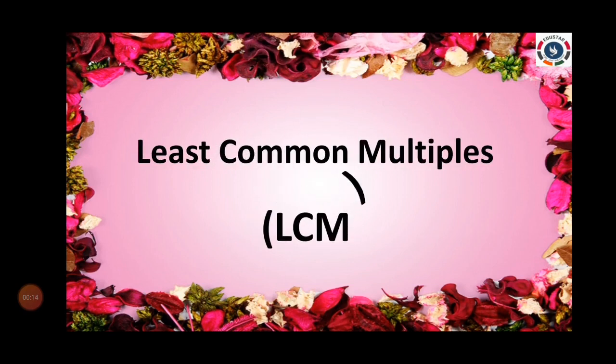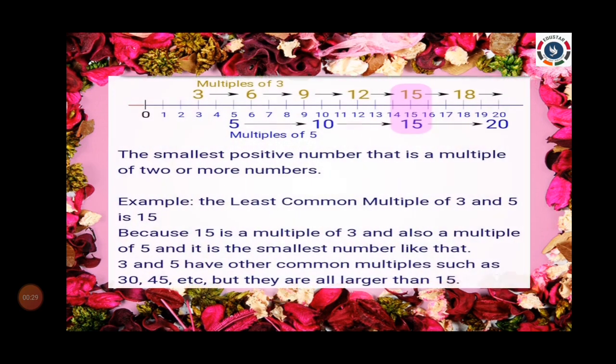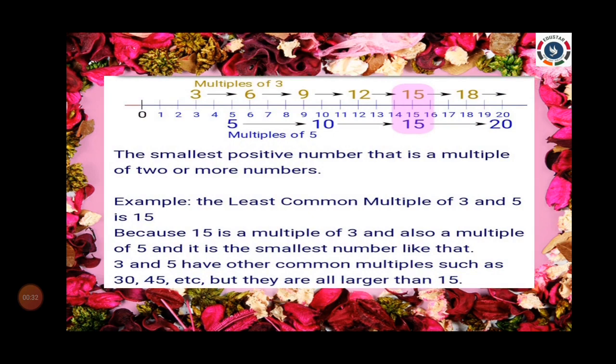L for least, C for common, M for multiple. We can also say lowest common multiple. Least means lowest, the lowest value. Now I am going to explain through an example. Here one of the examples is given for you. First I am going to explain what is LCM.